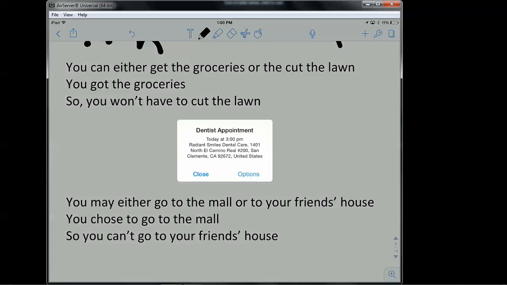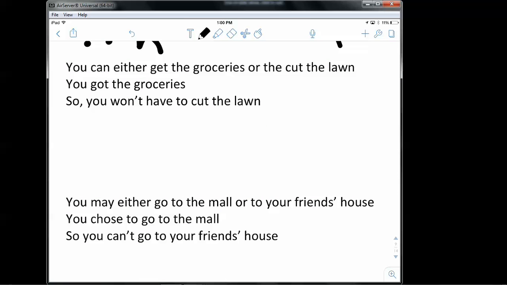You can either get... dentist appointment. Dang, I have a dentist appointment in 2 hours. Oh, that stinks. You can either get the grocery. That's totally random. I hope Radiant Smiles is, yeah, great dentist place.